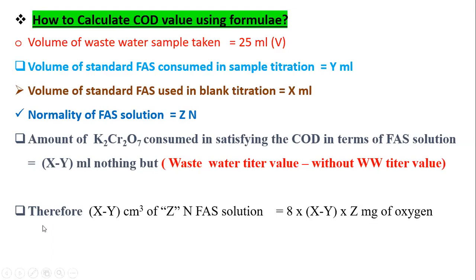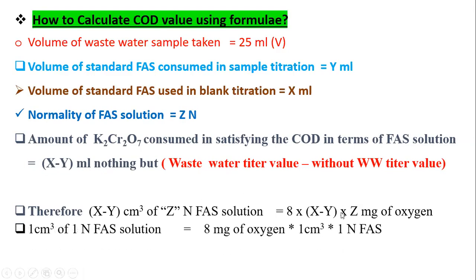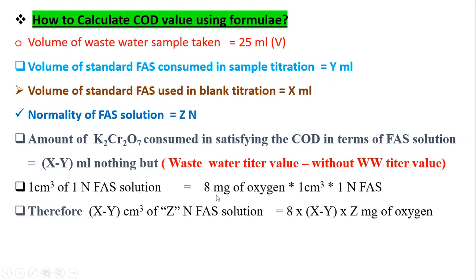Next one is, therefore, X minus Y cm cube of Z normal FAS solution is equal to 8 into X minus Y into Z milligrams of oxygen. See, 1 cm cube of 1 normal FAS solution consumes 8 milligrams of oxygen. Similarly, in the place of 1 cm cube, you have X minus Y cm cube. You can write 8 into X minus Y; instead of 1, X minus Y is there.